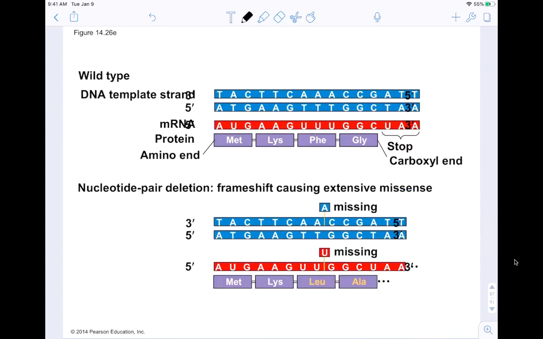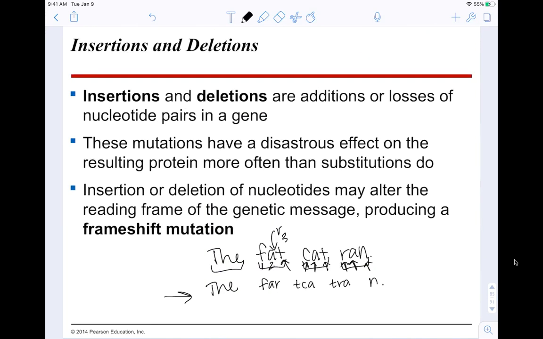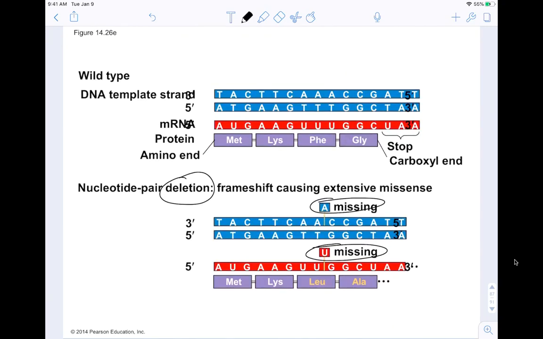And then the next one, you have extensive missense. So basically, this one is a deletion. You've deleted one of your pairs, which means now the reading frame has shifted. So instead of my example where I added one, it's like they took something away. Well, you're still going to shift everything. You're going to have 2 extra letters at the end instead of 1 if you have a deletion. So now this is an extensive missense. All of the amino acids that are made from here on out are going to be the incorrect ones.